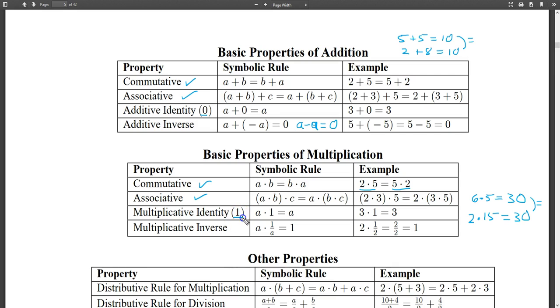You also have what's called the multiplicative identity. That's the number 1, since any number times 1 gives you back the same number. For example, 3 times 1 is 3, of course.